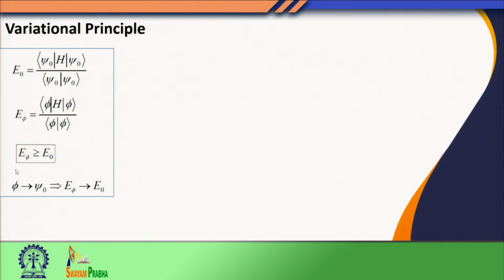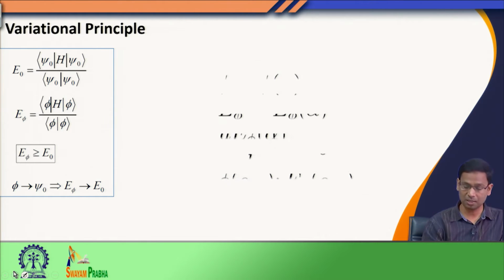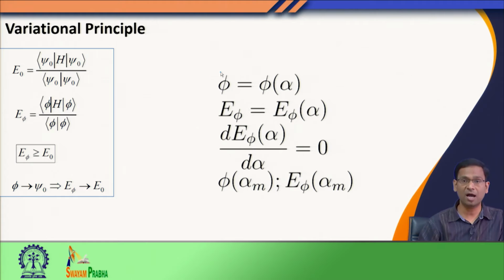In that case, we would say that in the limit where E phi approaches E 0, that means when the energy corresponding to the trial function approaches the ground state energy E 0, then the trial function phi would also approach the true ground state function. Technically, how do we do that? We defined phi, the trial function, by defining a variable alpha within it. When you obtain E phi, all other variables go away because we are integrating with respect to all the coordinates. Therefore, the energy E phi will be a function of alpha.